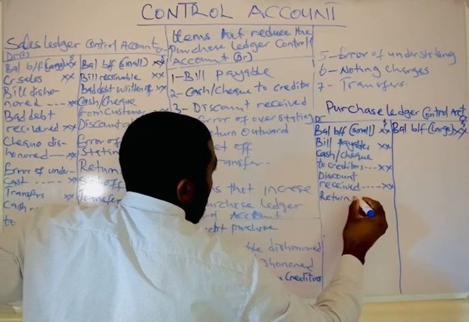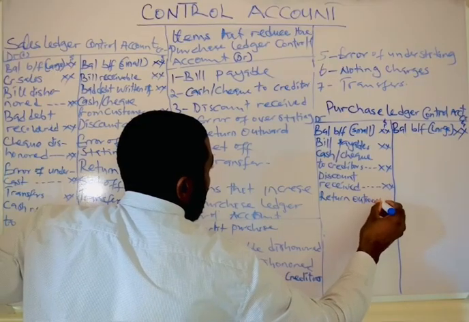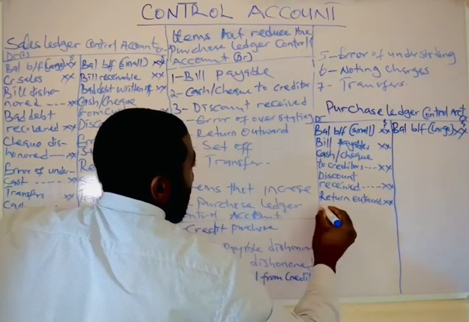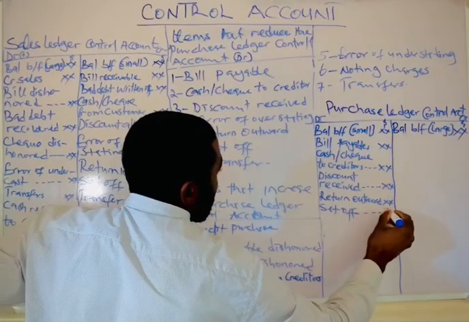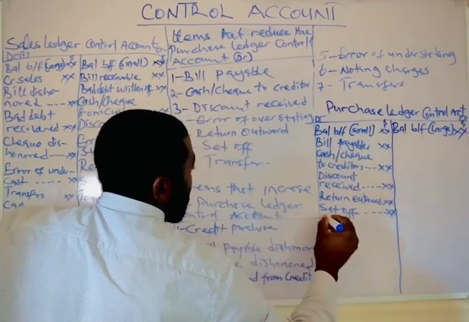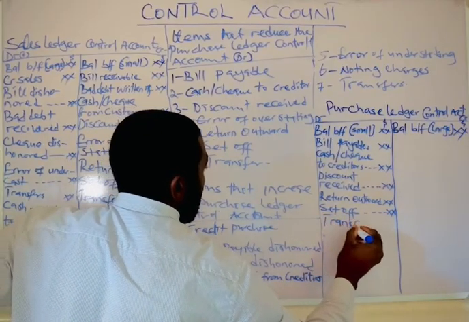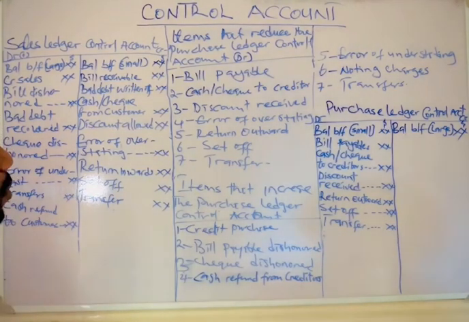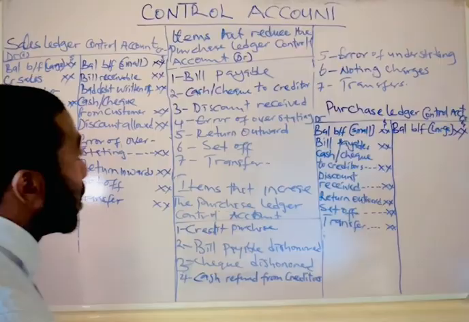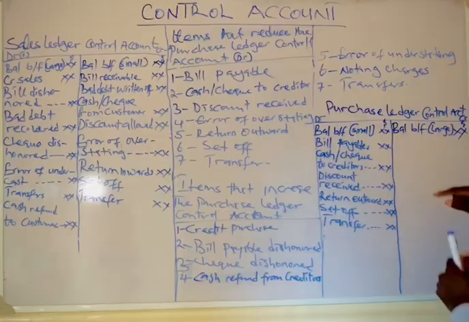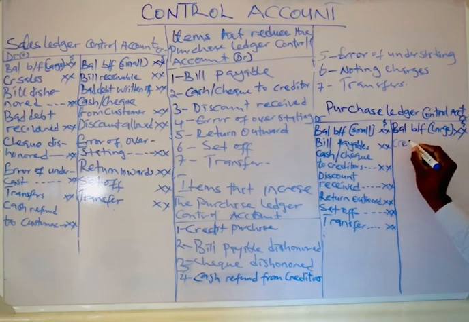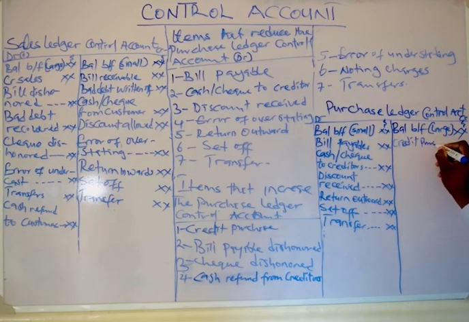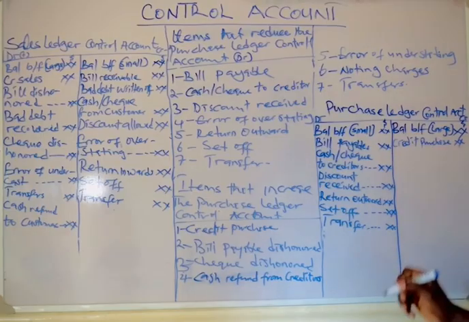Return outward. That is set up the balance. Then transfer and set up are almost having the same treatment. Now, anything that will be here will be added to your balance to pay the suppliers. We buy again, credit purchase, it will add to our credit.